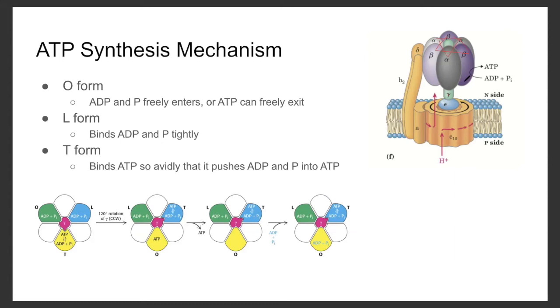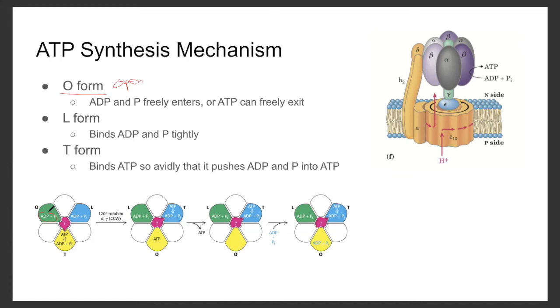Essentially, the way it works is there are 3 faces present in this particular section. The beta usually doesn't have anything. Instead, it's the alphas that are involved. So in one alpha section, we have ADP and P come in. And then this is often called the O form or open form.